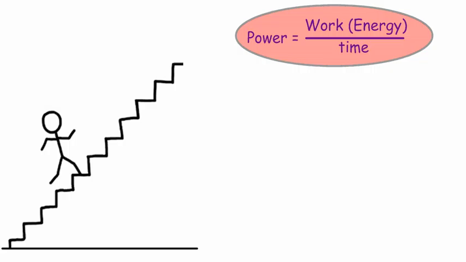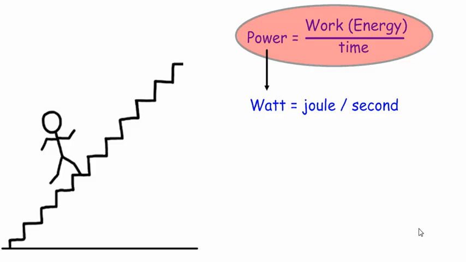After watching this video, you should be able to understand the meaning of power, define power, and use the power equation to find your own power. So, power is defined as the rate of doing work. Since doing work transfers energy, power is also defined as the rate of transferring energy.